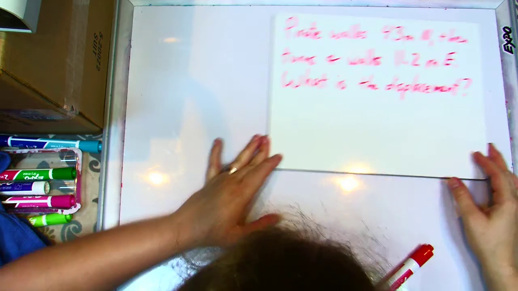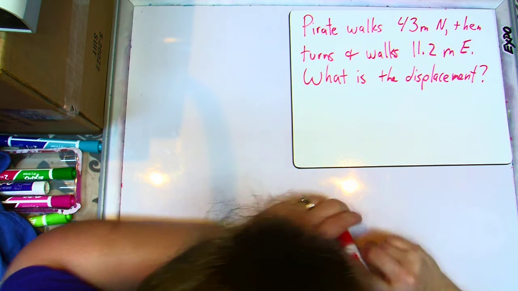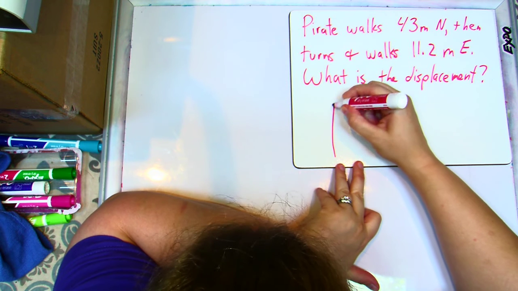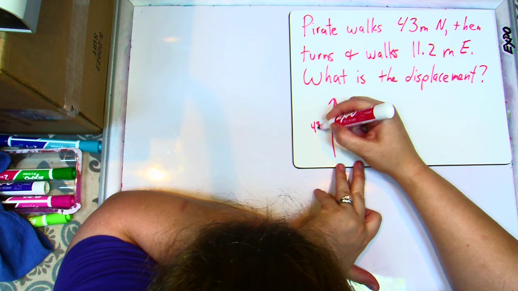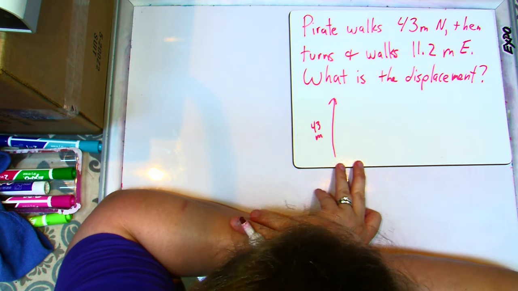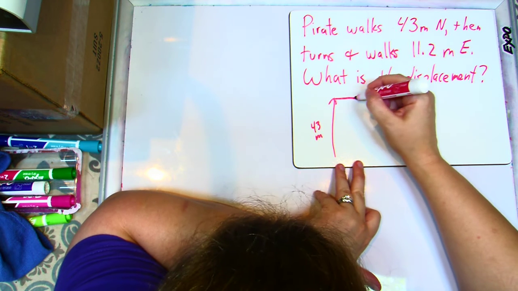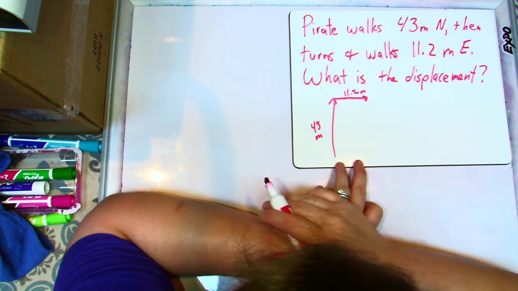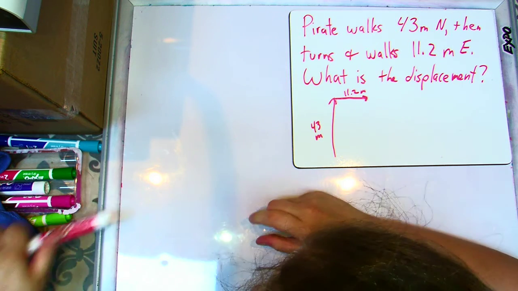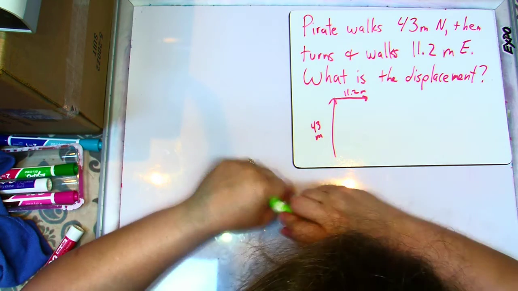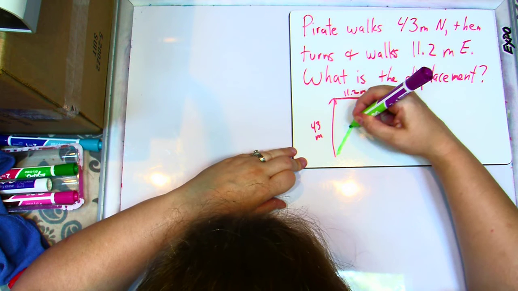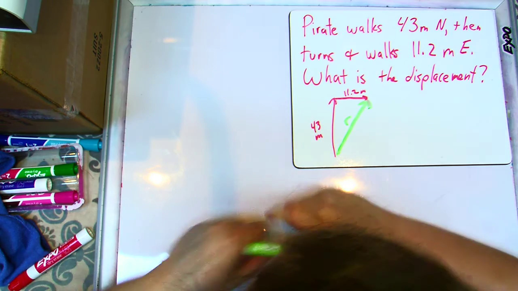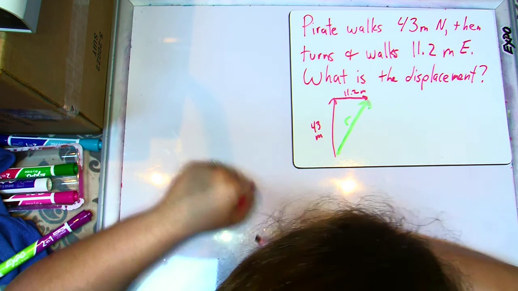Alrighty. So now we have a pirate. The pirate walks 43 meters north and then walks 11.2 meters east. What is the displacement? Well, we're going to do just like we did before. I'm going to find this value, which is r. So, yay for the good old Pythagorean theorem.